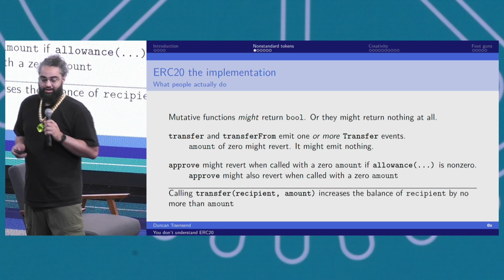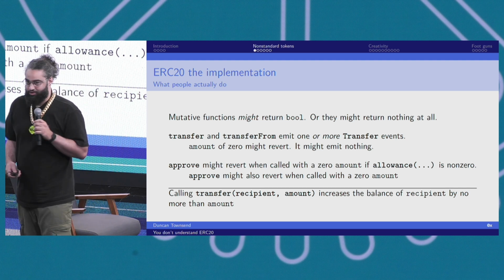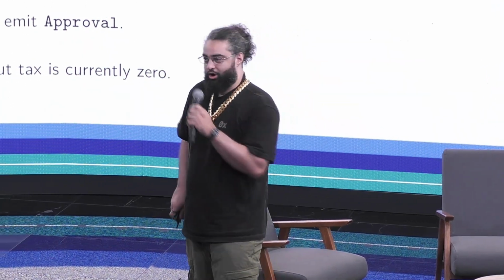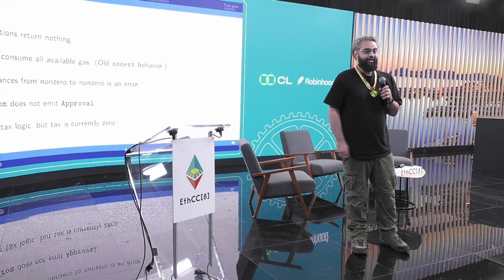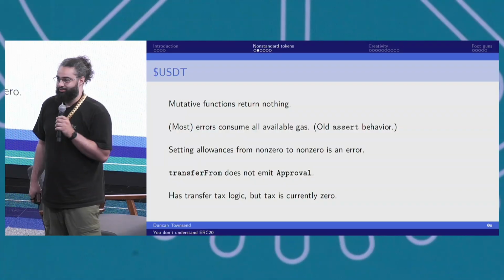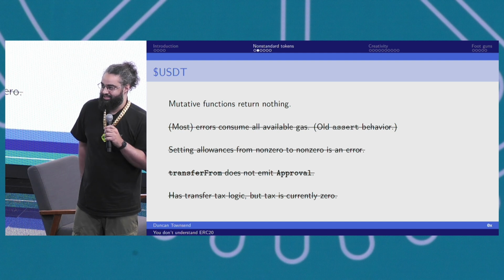Transfer also might increase the balance of the recipient by no more than the amount. And we're going to get into this. This is transfer tax tokens. The tokens that you know and love aren't actually implementing ERC20 correctly. You know USDT? USDT does all of these weird things that you need to be aware of if you're a DeFi developer, but really that first one is the important one because that's against the standard.